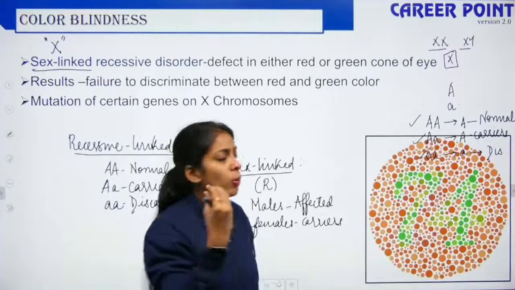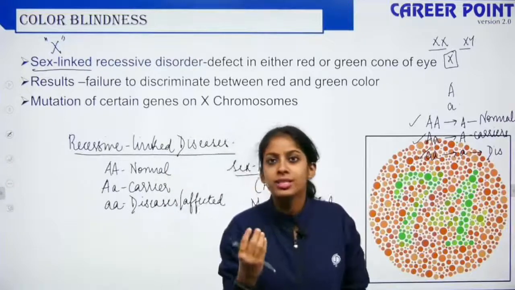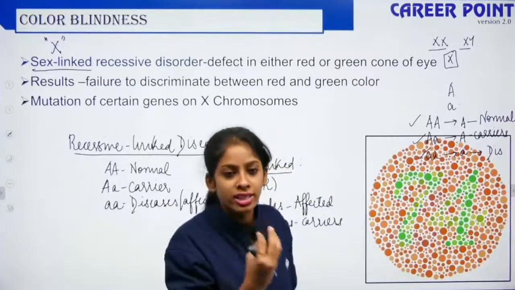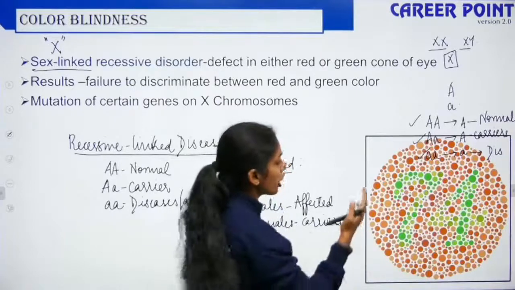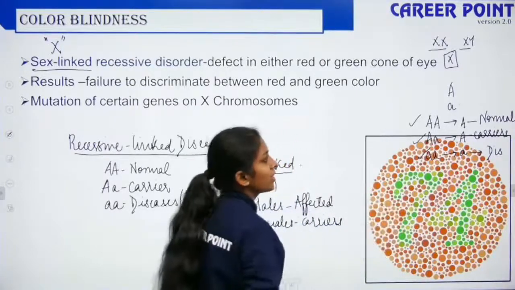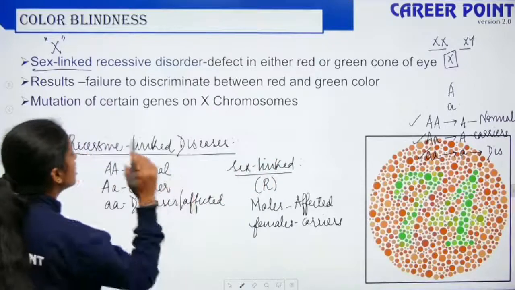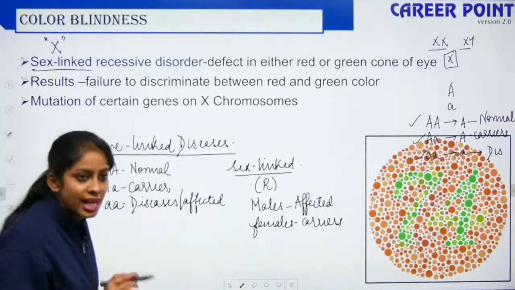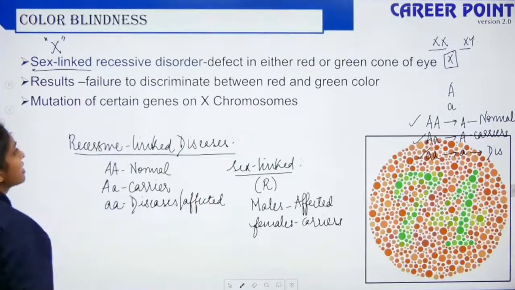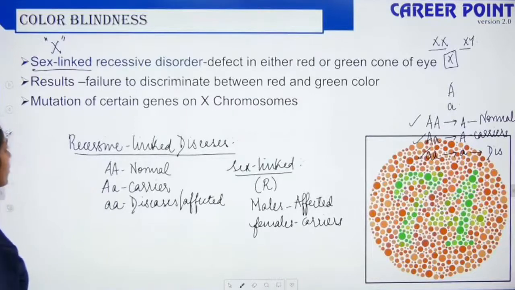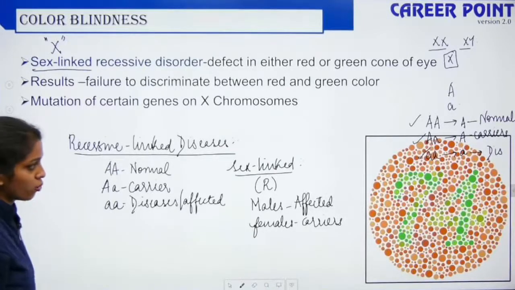So when the stimulation between your red and the green cone is not proper, you will not be able to distinguish between red and green color. So this is color blindness. This is sex-linked, meaning the mutation is in the X chromosome, and it results in the failure to discriminate between red and green color. So there is a mutation of certain genes on the X chromosome.